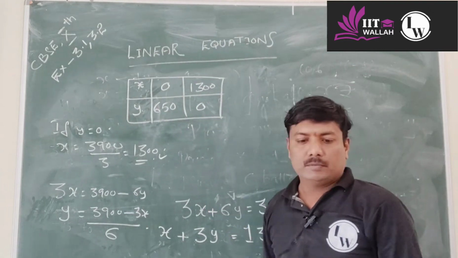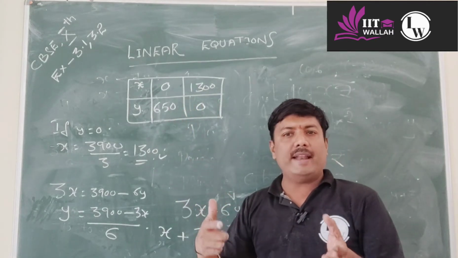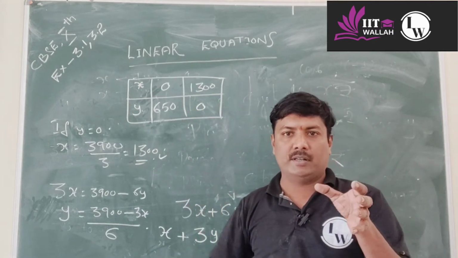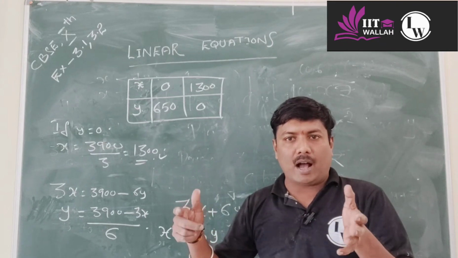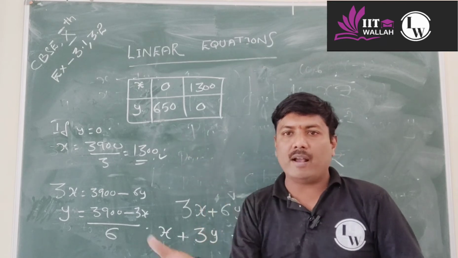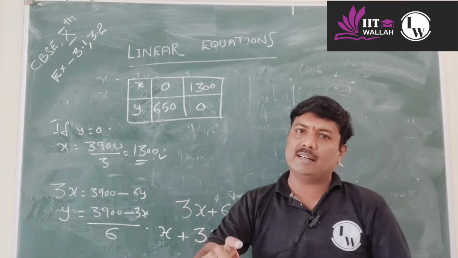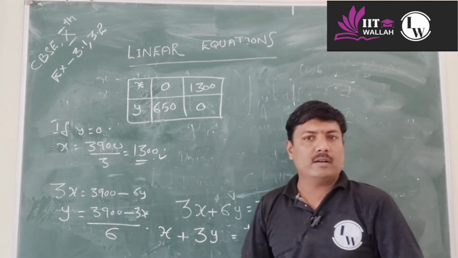And these points should lie on the line. Any solution of a linear equation in two variables, if you draw the graph, means that the coordinates have to lie on the line which represents the linear equation. This is how you need to understand this.